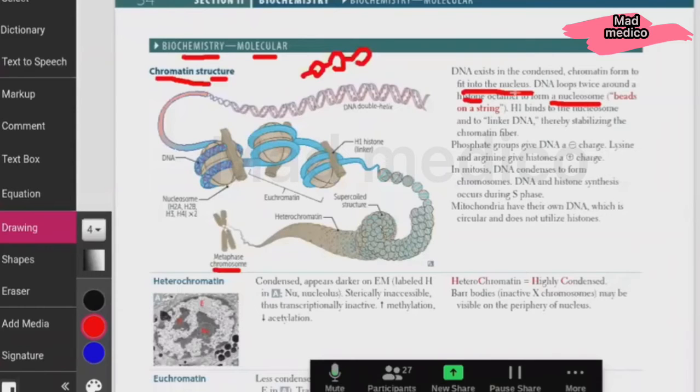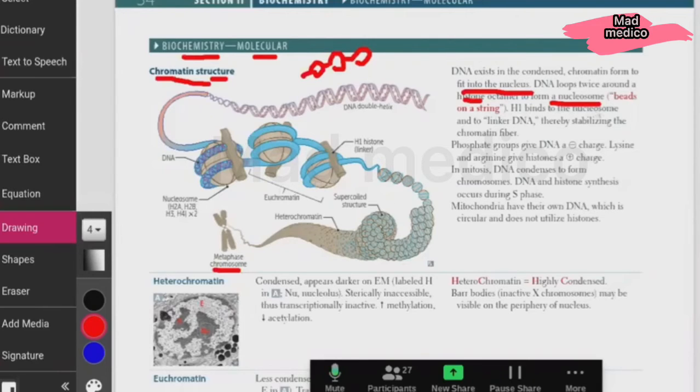This is known as a nucleosome. Then there are different types of histones. You have H1, H2A, H2B, H3, H4, right? So each and every one is a histone over here.